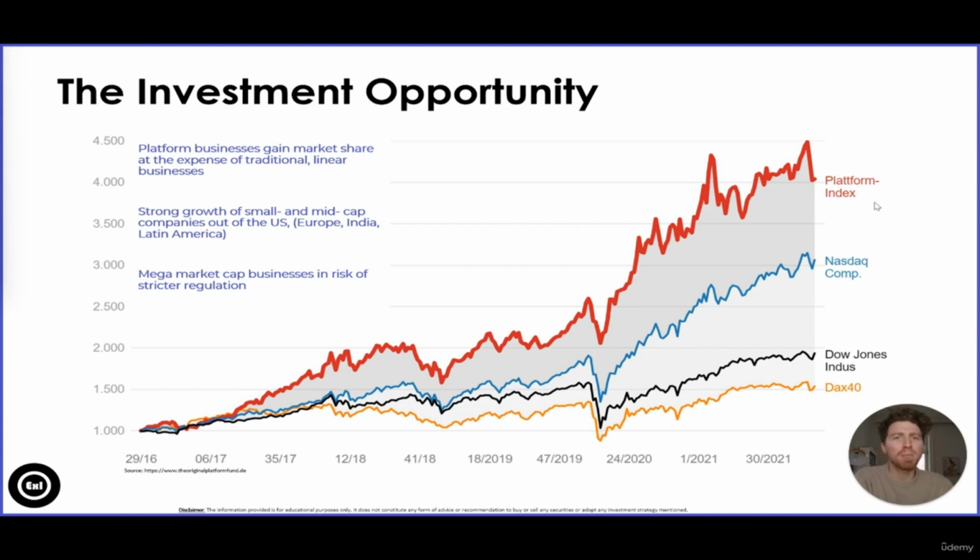There is an investment fund called WisdomTree Growth Leaders Fund, and they exclusively created this fund to invest in platform businesses. So if you look over the timeline here, over the last 5 years, this platform index has outperformed not only the DAX 40, but also the Dow Jones Industrial Index and the Nasdaq Composite. So you see, the platform economy is very, very powerful, and investors made very, very good returns in recent years.